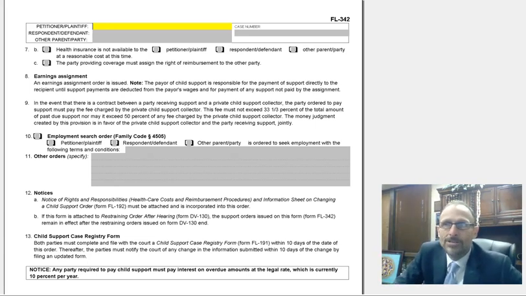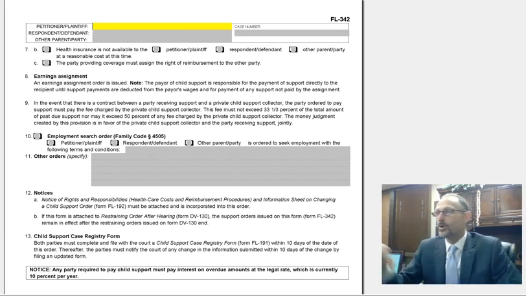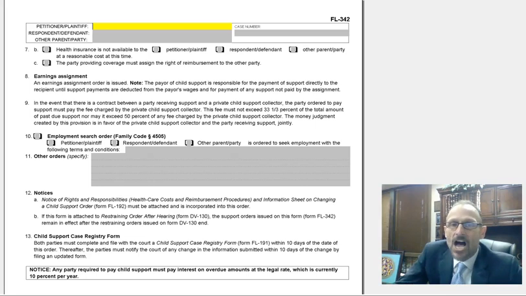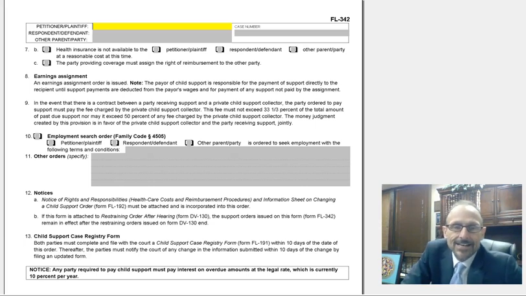10, employment search order. This is very rare, but sometimes a judge will say that one party or the other must go out and try to find a job. It's very, very rare, so unless a judge ordered it, leave it blank. 11 is other orders. If there are any other orders with regard to child support, that's where they would go in this section. Then notices. There's a bunch of notices here and you want to read this.